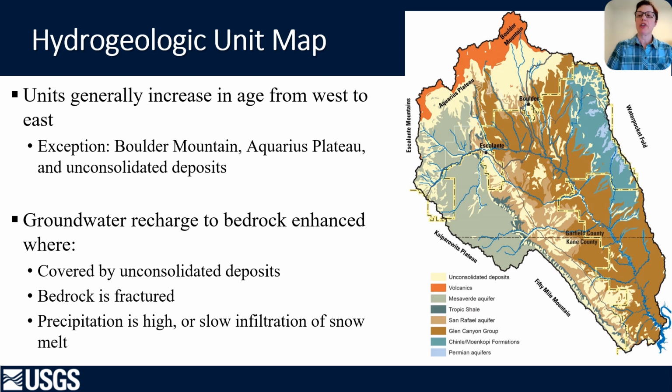Here's a map showing the hydrogeologic units at land surface. The units generally increase in age from west to east, with the exception of Boulder Mountain, the Aquarius Plateau, and the unconsolidated deposits. Groundwater recharge to the bedrock is enhanced where the bedrock is covered by unconsolidated deposits, where the bedrock is fractured, or where precipitation is high or there is slow infiltration of snowmelt, such as on the flanks of Boulder Mountain, for example.